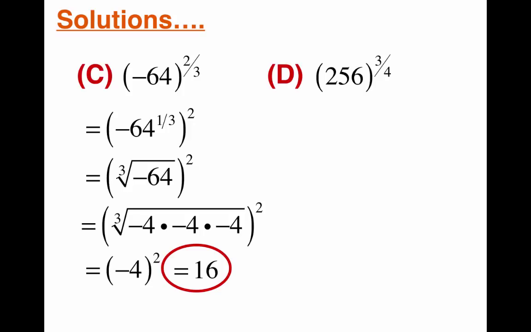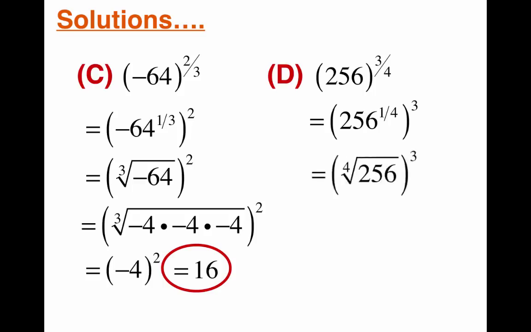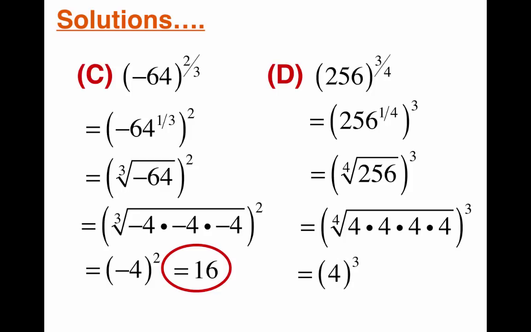Let's try D. 256 to the 3/4 power. That's 256 to the 1/4 to the 3rd. So what is the 4th root of 256? 4 times 4 times 4 times 4 is 256. So it's 4 to the 3rd power. And 4 times 4 times 4, 4 to the 3rd power, is 64. So the solution is 64.